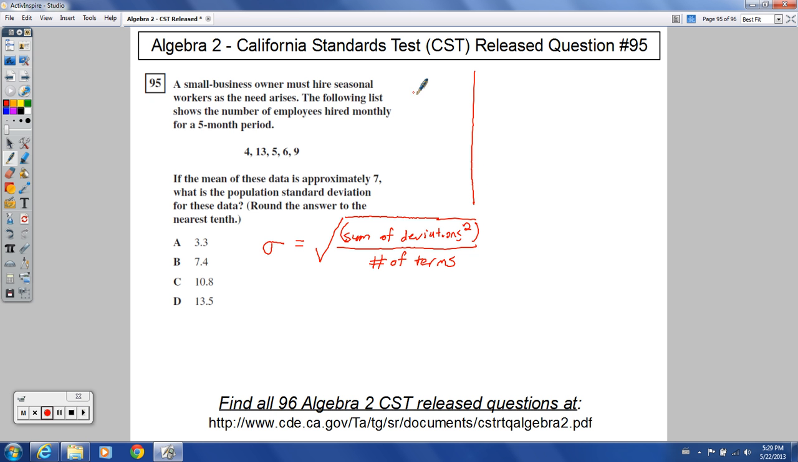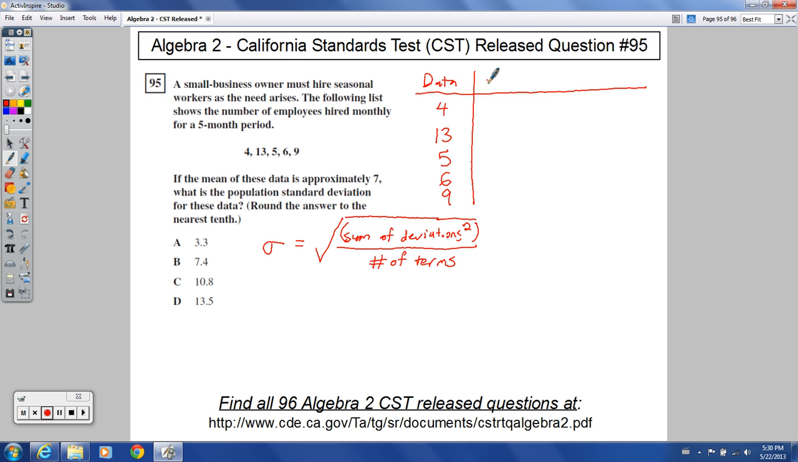And so from there, we can figure out our standard deviation. Here I'm going to put some columns. We need to do this kind of work, especially without a calculator, to figure out what the sum of the deviations squared is. So right here, I'm putting my data. This isn't really a score, it's my employees hired. This will be my data value. So 4, 13, 5, 6, and 9.